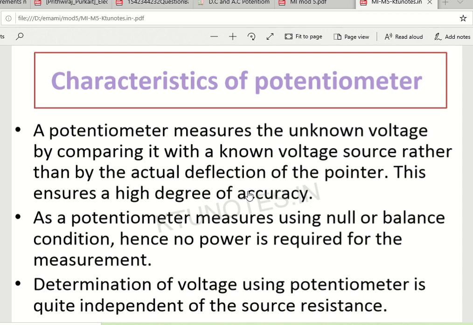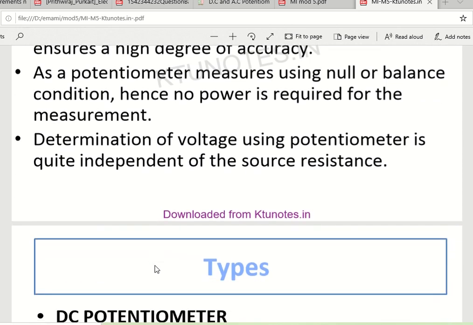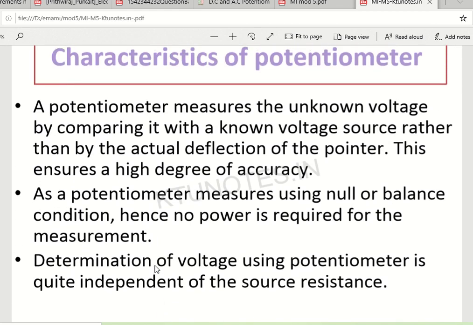As a potentiometer measures using null or balance condition, there will not be any power consumption. We know that the Wheatstone bridge is a type of potentiometer. We are using a balance condition. Hence, no power is required for measurement. Determination of voltage using a potentiometer is independent of the source resistance.